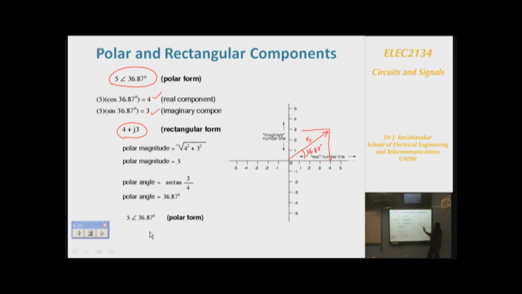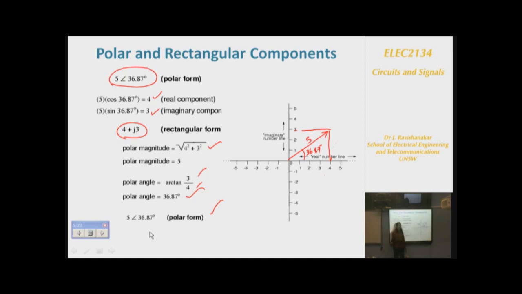Now when you want to reconvert this rectangular form into polar form, we need to take it as a right triangle, with 4 here and 3 here. The root of 4 square plus 3 square is equal to 5, and then the angle is tan inverse of y by x, which is 3 by 4, 36.87 degrees. So we get back the polar form. Just a simple exercise to know the polar to rectangular, rectangular to polar conversions.